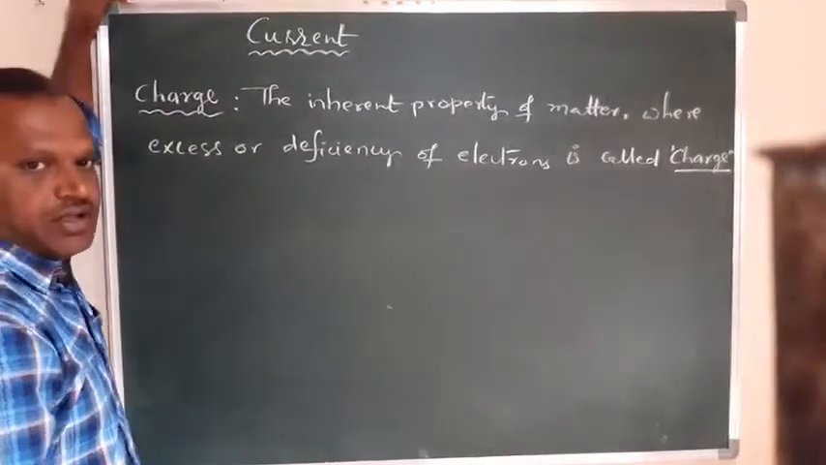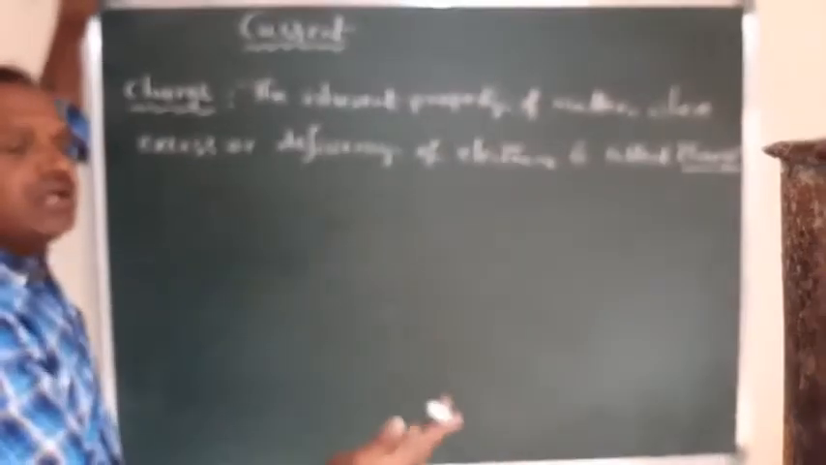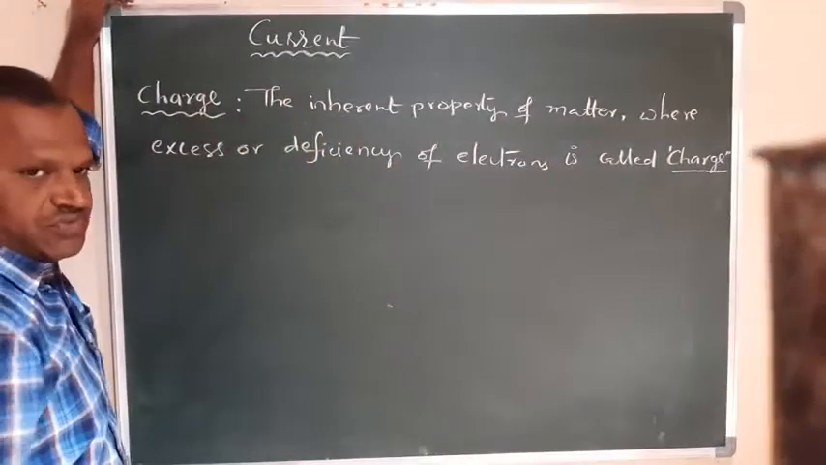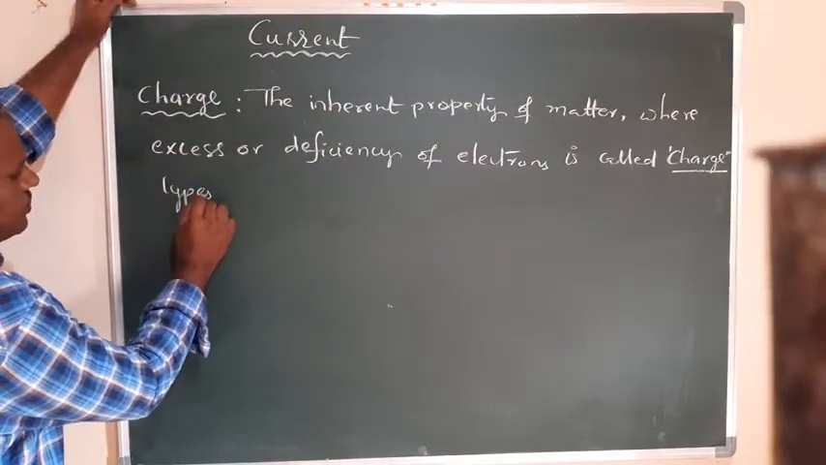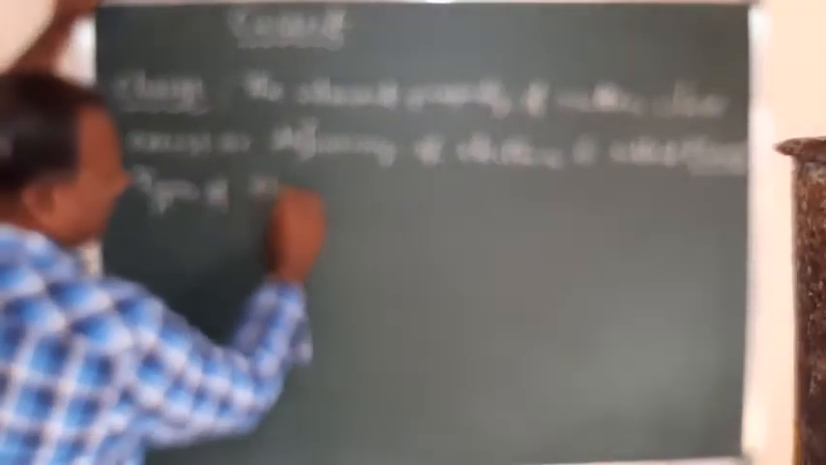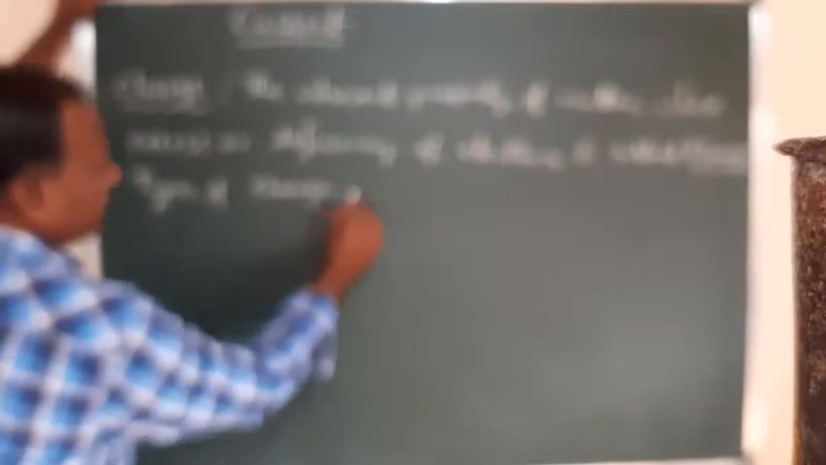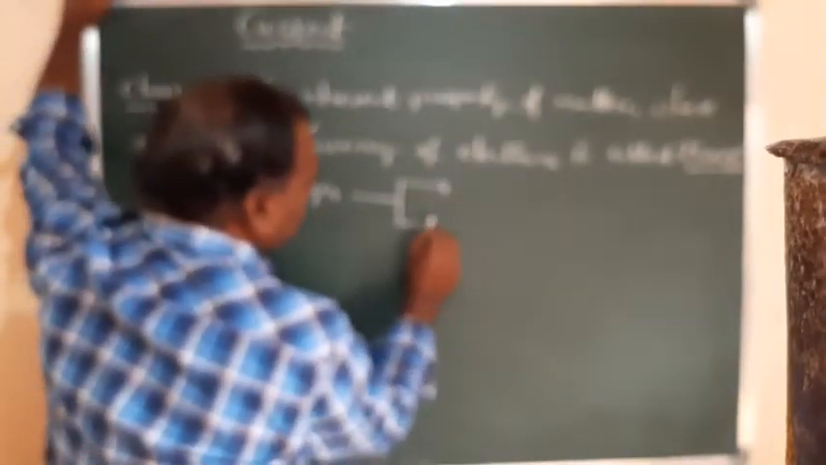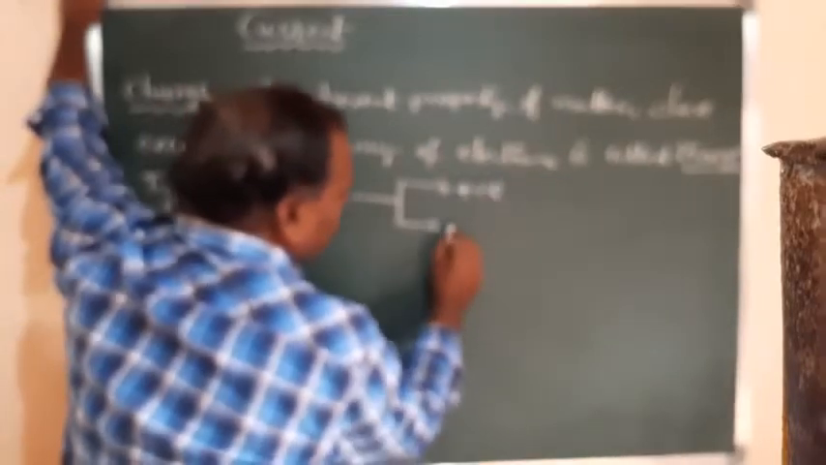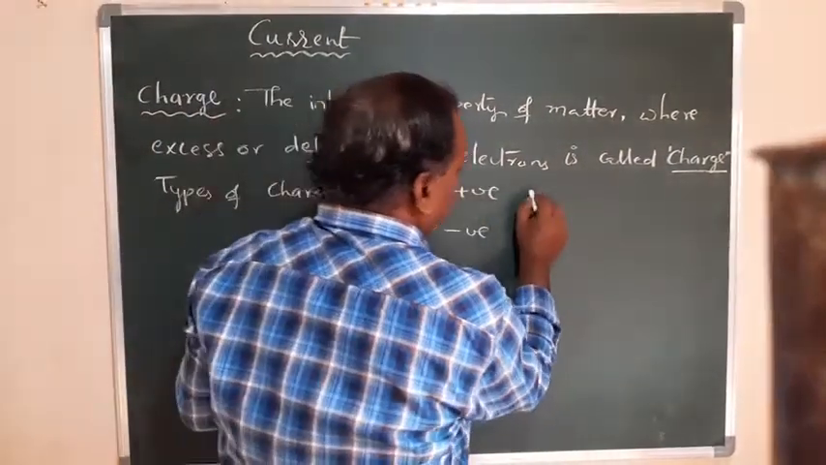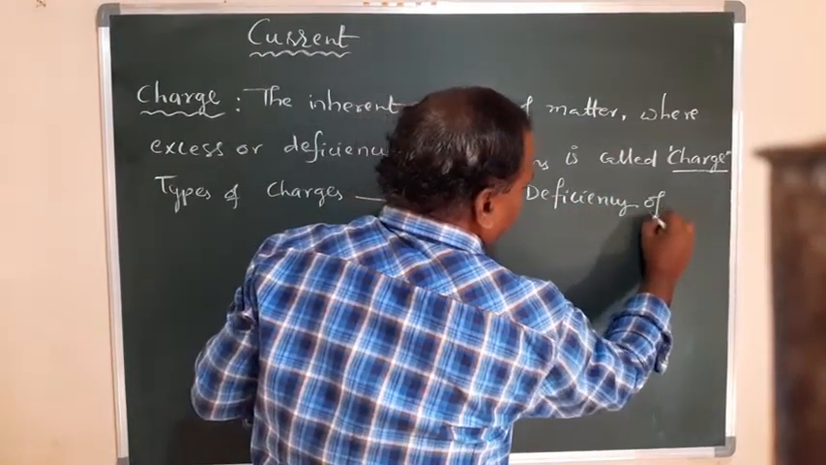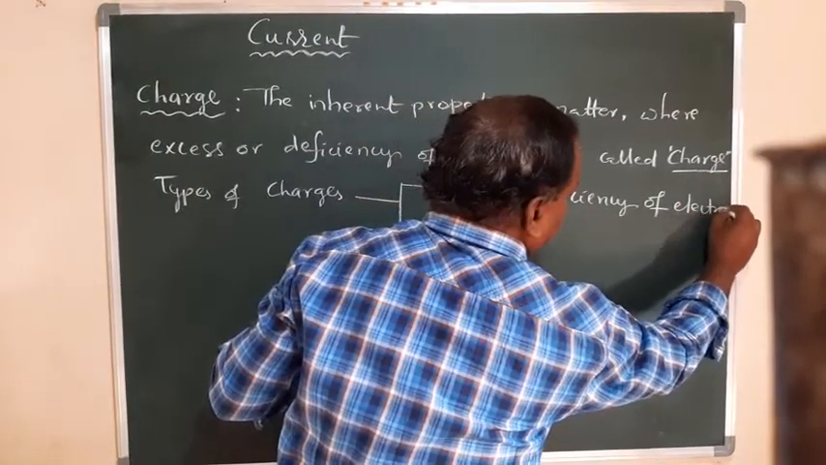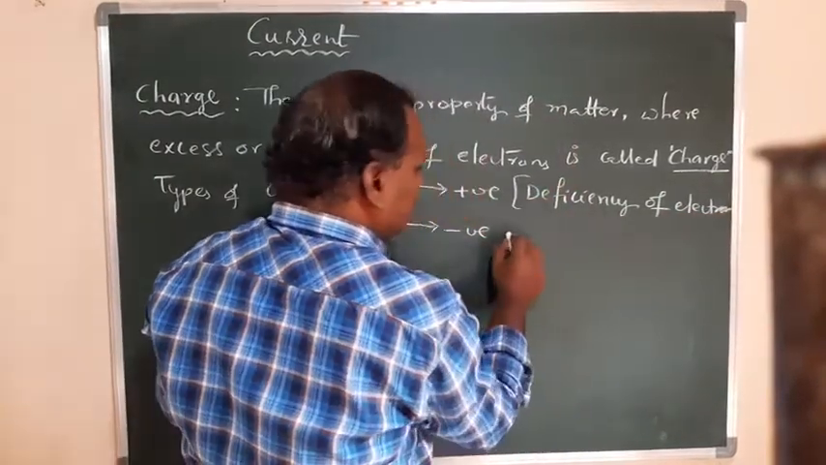It is a property of matter. So what is that property? Excess or deficiency of electrons in that matter gives a property of the matter which is named charge. Here we can have the types of charges. Based on this, we have two types: one is positive charge, another is negative charge. Positive charge means you have a deficiency of electrons, and negative charge is excess of electrons.